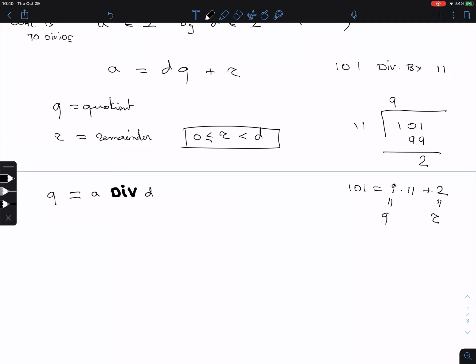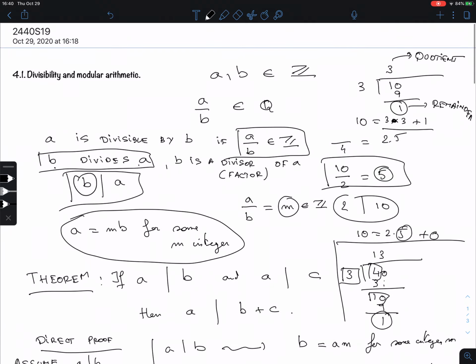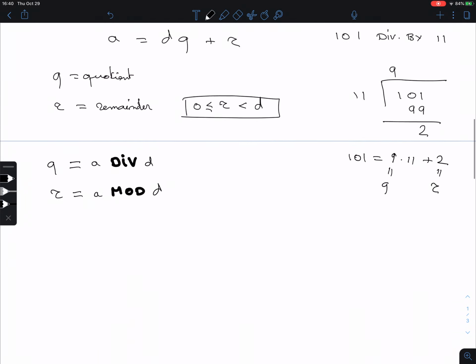Now, how do you denote the remainder? Some use rem for remainder, but we will use something that is actually more common, mod D. And mod here is short for modulus, and modulus is a word that is used for a remainder. And so this is also the root of this term here, modular arithmetic. As we will see yet, I'm not there yet.